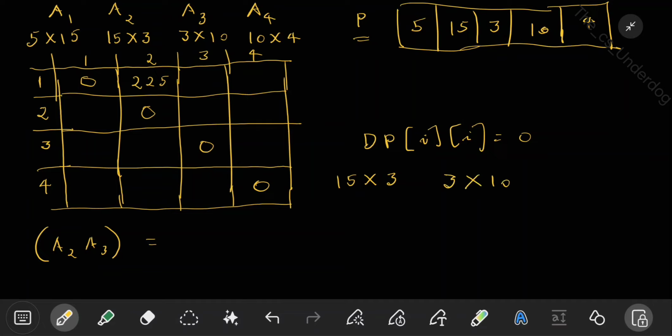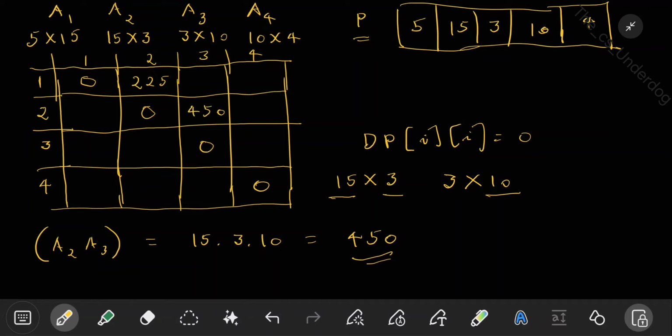So the total number of scalar multiplications required is 15 into 3 into 10. Why is it this? That we have already discussed in the last lecture. 15 into 3 is 45, into 10 is 450.